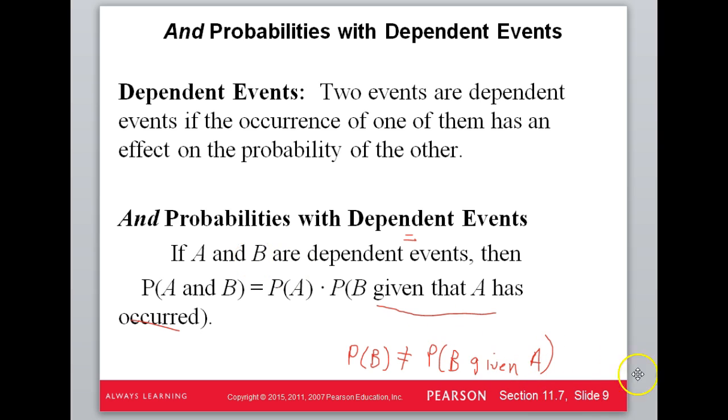You'll see in the next coming slide that instead of writing the word given, we actually write this with a little line segment, and that means given. That little line segment is read as given. And this is typically the case, that since there's dependency, A's occurrence has affected the probability of B. So the probability of B given A is no longer equal to the probability of B prior to knowing A occurred.